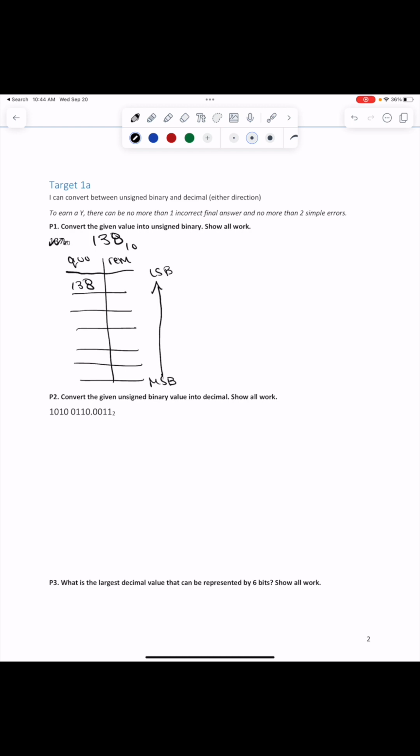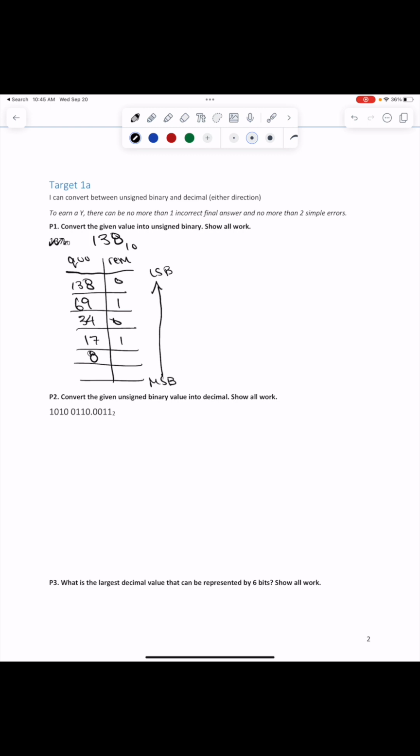So 138 divided by 2 is 69 exactly, and a 0 remainder. 69 divided by 2, I'm doing this on my calculator here, is 34.5, so 1 remainder here. Now 34 divided by 2 is 17, no remainder. 17 divided by 2 is 8.5, so that's 8 and 1 remainder here.